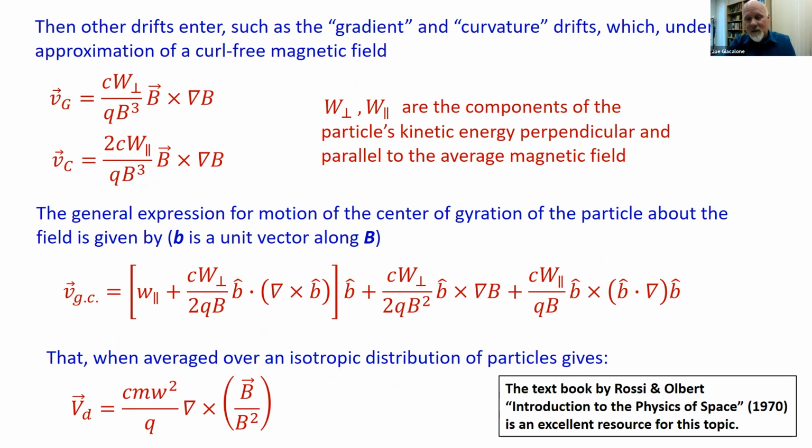I really like the textbook of Rossi and Olbert, Introduction to the Physics of Space, 1970. It's an old book, but these old books are great. And I think some of the best orbit theory discussion is in this book by Rossi and Olbert. But anyways, this is where you get the curvature drifts, the gradient drifts, and so on. And this is sort of the general guiding center drift equation.